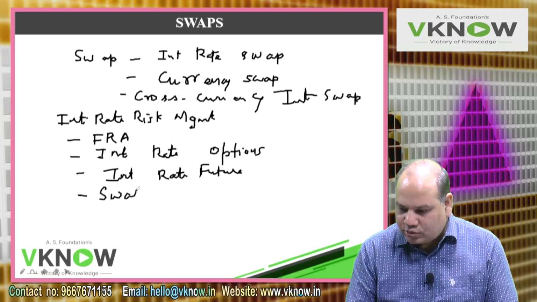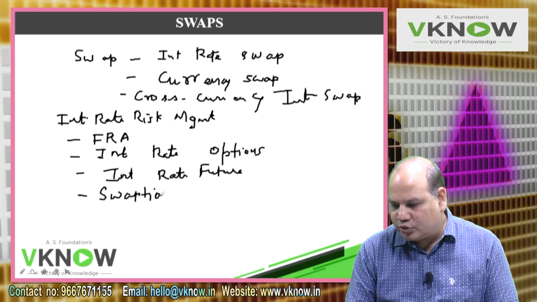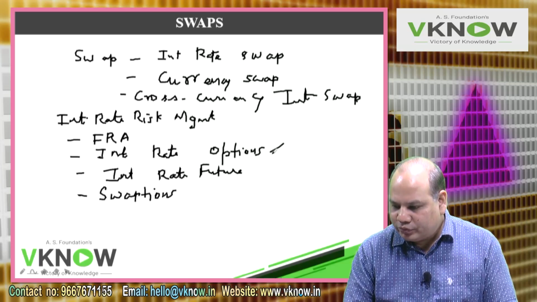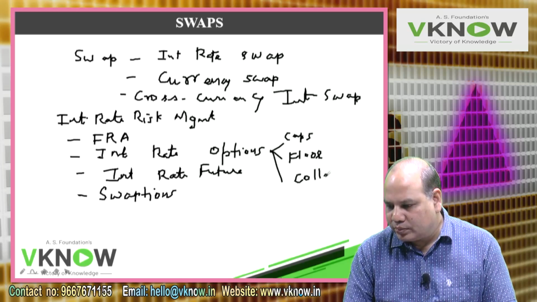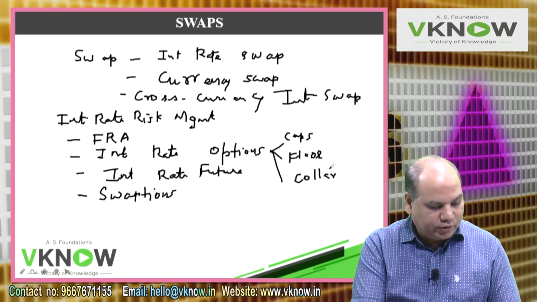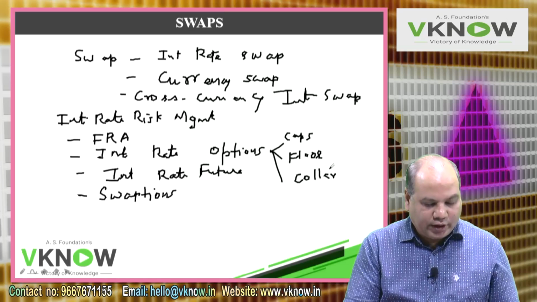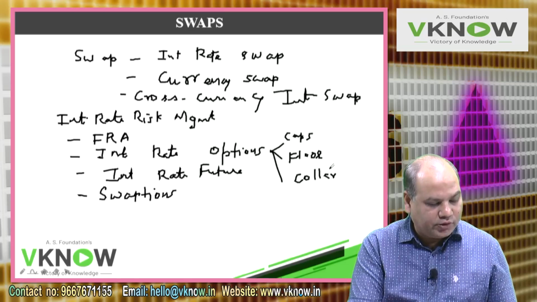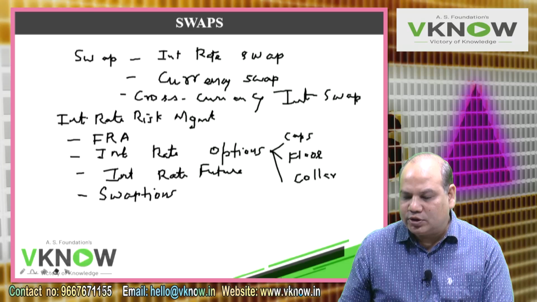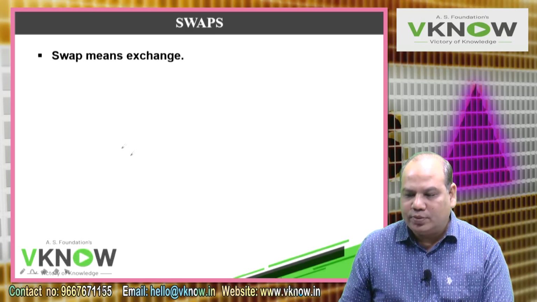Then we will also discuss about swaption, and under interest rate option we will also discuss about cap, floor, collar, like this. So this is a very interesting chapter where the underlying would be an interest rate and how to reduce or hedge our risk. We will discuss that. So first discussion today will be on swap.